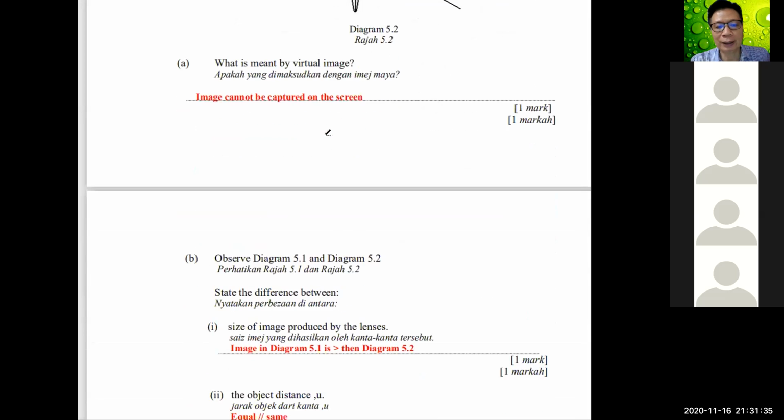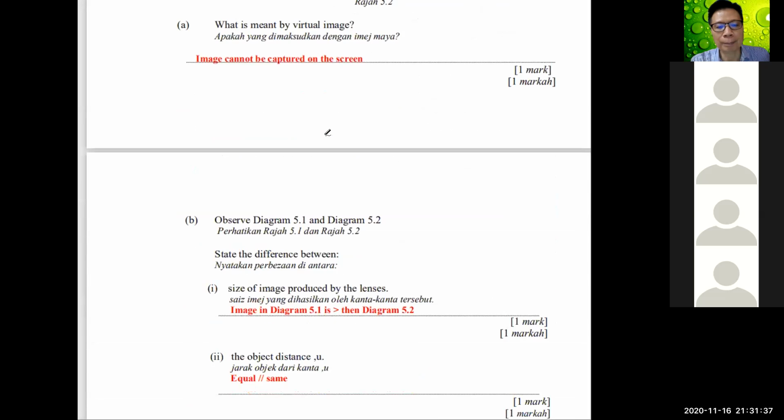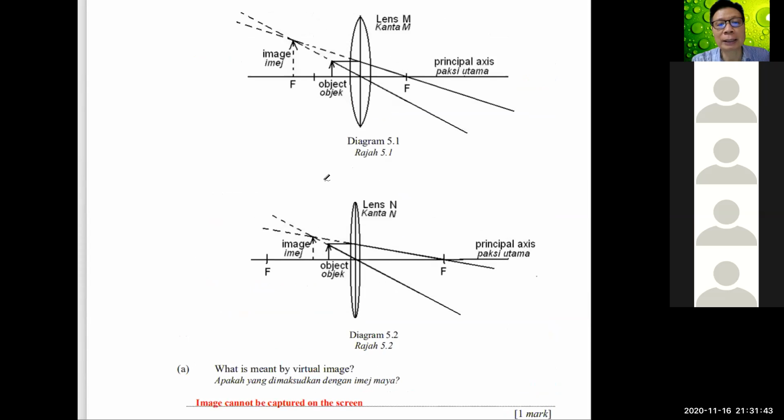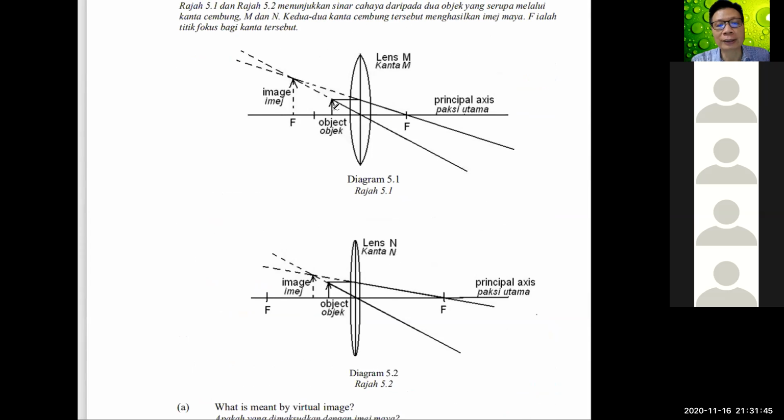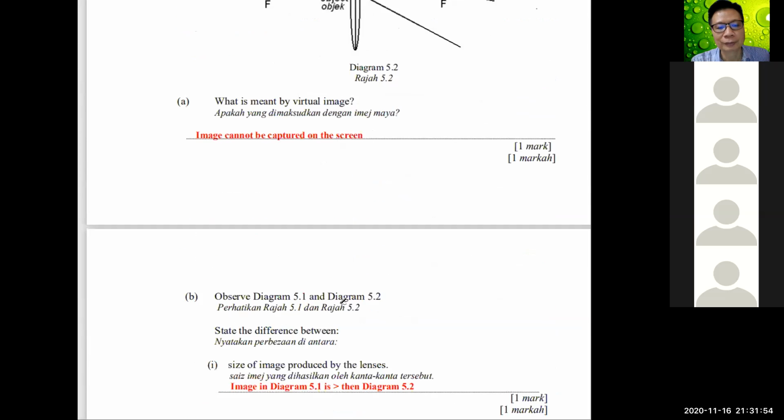Next, object distance: same, equal. You can see here, the object from the lens is the same distance. Object distance, same, so equal.